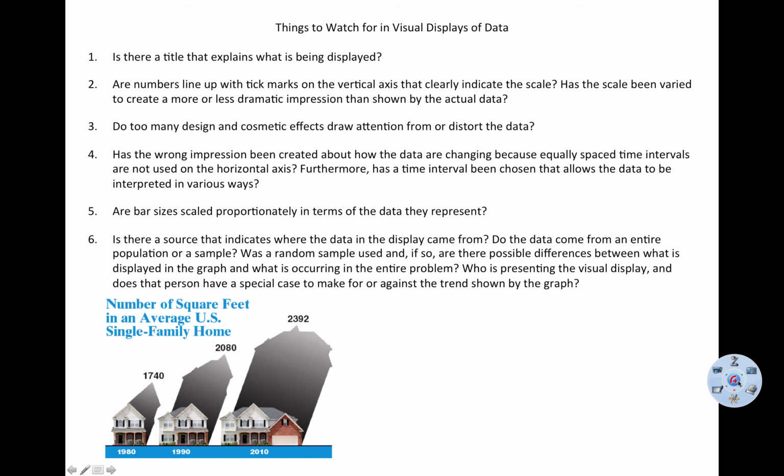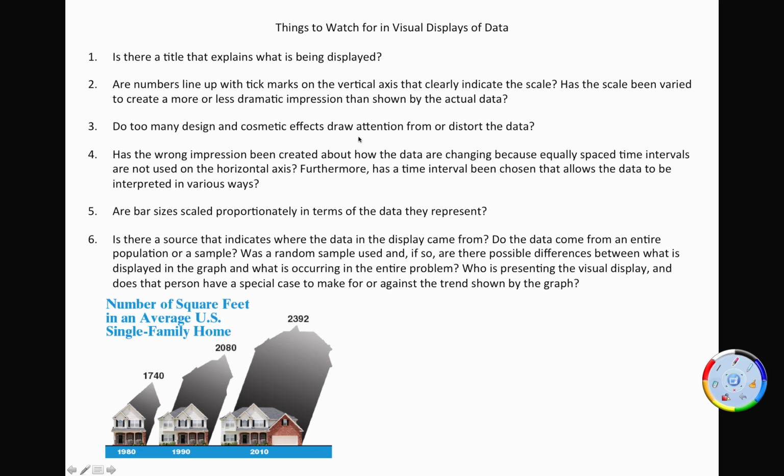So, things to watch for in visual displays of data. Is there a title that explains what is being displayed? You must have a title on your charts or graphs. Are numbers lined up with tick marks on the vertical axis that clearly indicate the scale? Right, so make sure that the scale is indicating. Has the scale been varied to create a more or less dramatic impression than shown by the actual data, like the example we just looked at?